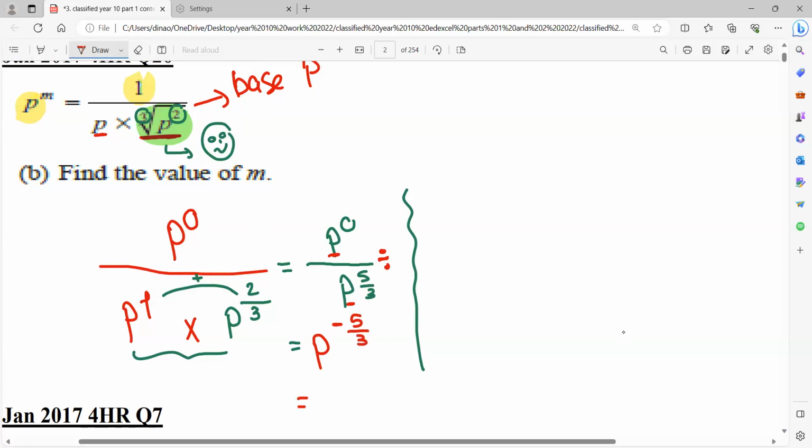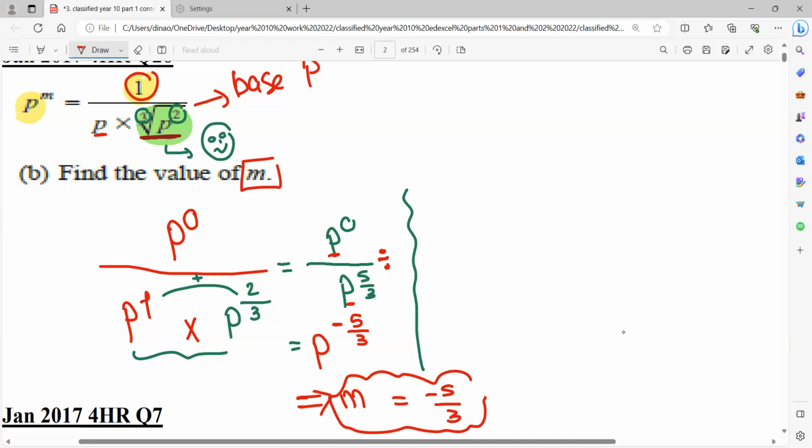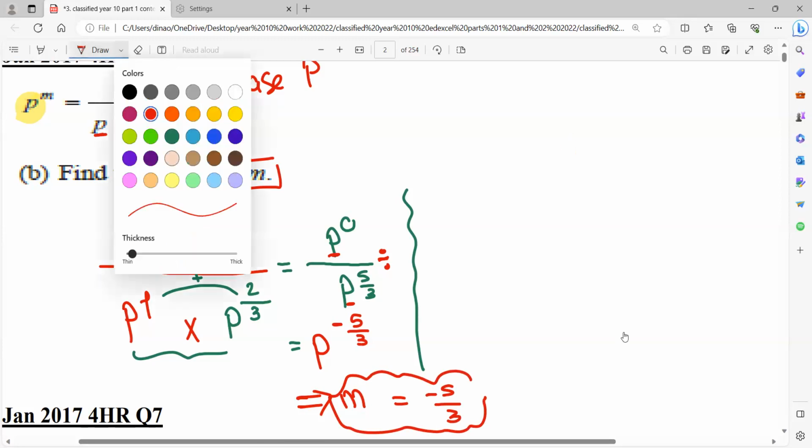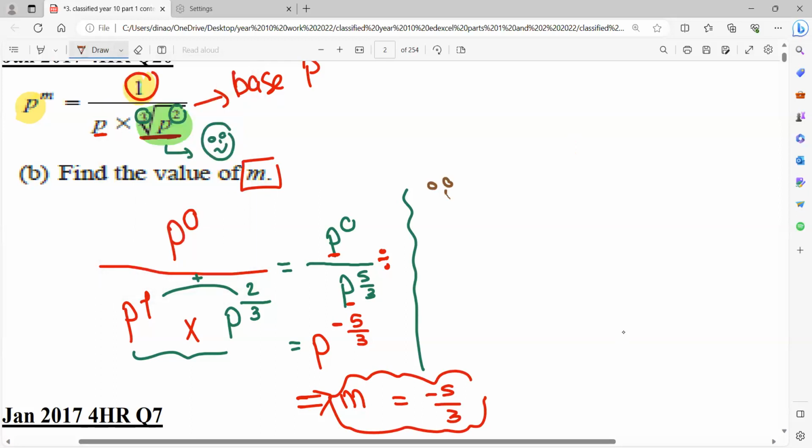Please remember that the question says find the value of m. So you must write that m is equal to negative 5 over 3. Actually, this is what I prefer, which is removing the 1 and putting p power 0 instead. Or you can just keep the 1 as it is. But honestly, I don't really recommend this very much, but I'm just going to say it anyways. Not my recommendation. Keep the 1 as it is.